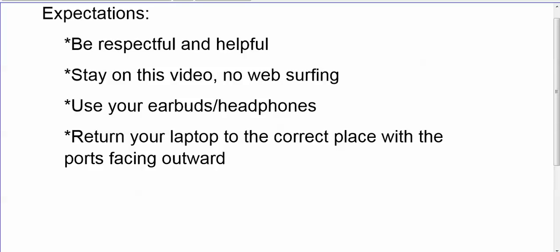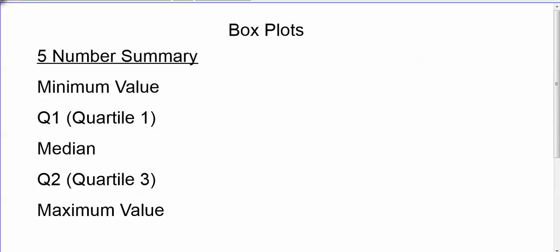All right, guys, let's see how this goes. We'll go to the first thing we're going to learn. So, box plots is what the lesson is today and how to make them. It's based on a 5-number summary. So, when we have a data set, we try to summarize that using these 5 key things, all right?